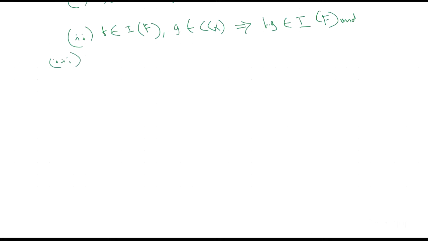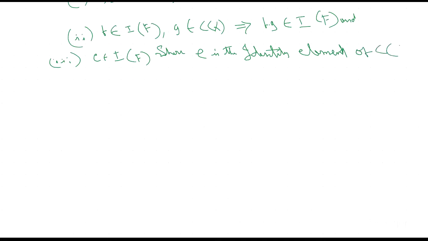E belongs to I of X, where E is the identity element of C of X. That is, E of X equal to 1 for all x belongs to X, meaning small x belongs to capital X.